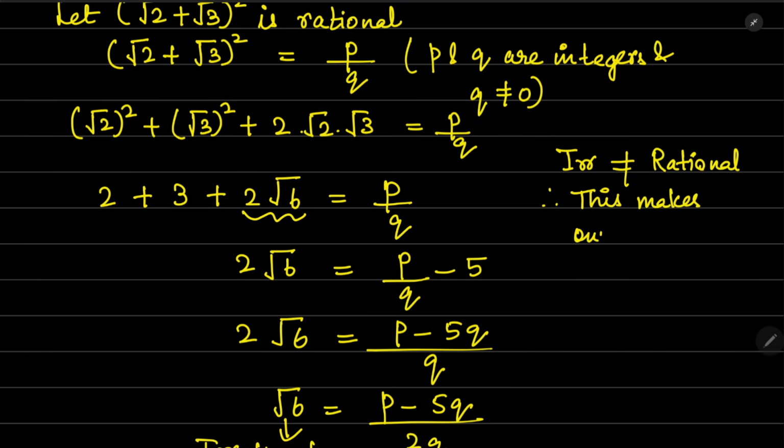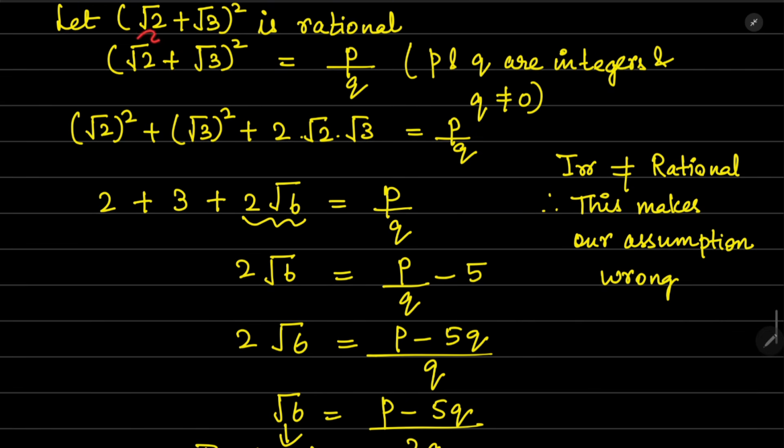This makes our assumption wrong. What was our assumption? We assumed that (root 2 plus root 3) the whole square is rational. So it turned out that our assumption was wrong. Therefore, (root 2 plus root 3) the whole square is an irrational number.